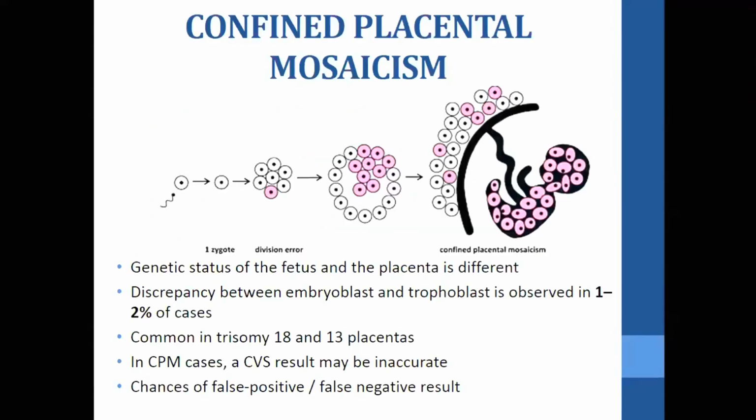Now, in confined placental mosaicism, the possibility is there in the case of chorionic villus sampling. We have already studied this yesterday. In this case, the genetic status of the fetus and placenta can be different. This discrepancy can be seen in 1 to 2% of cases, and it is common in trisomy 13 and 18 placenta. So in this case, a CVS result may be false positive or false negative.